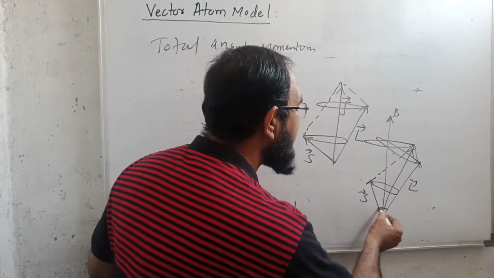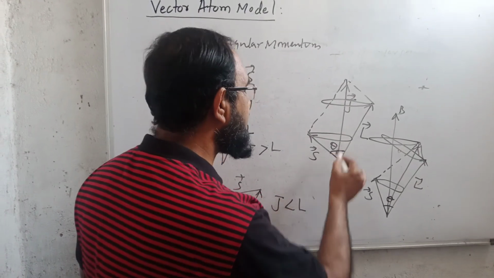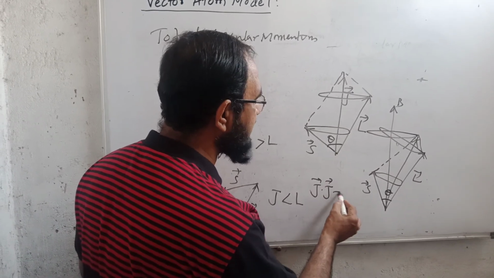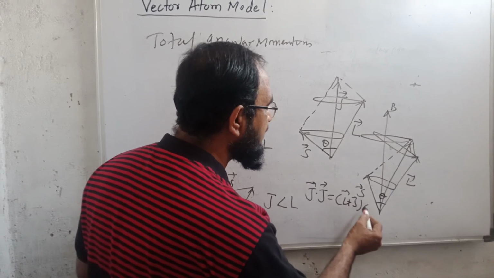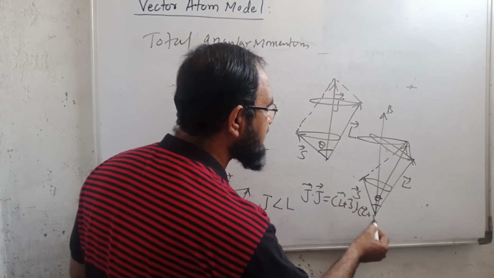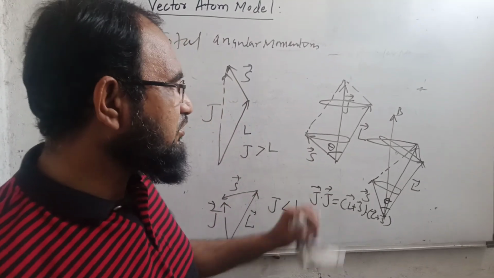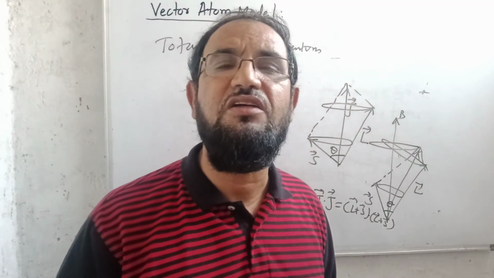We can find the angle between these two vectors L and S. This angle can be found by taking the dot product of the two vectors, J dot J is equal to L plus S dot L plus S, and we can find the angle between the spin angular momentum and orbital angular momentum.